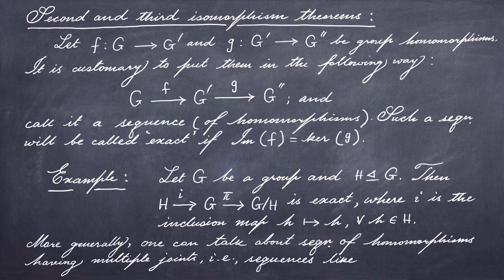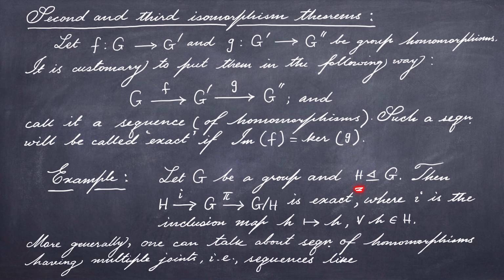All right. Suppose we are given groups G, G prime and G double prime, and we are given two homomorphisms, f from G to G prime and g from G prime to G double prime. It is customary to put them in the following way, and we call it a sequence of homomorphisms. Such a sequence we call exact if the image of f is the kernel of g. Let me give you an example.